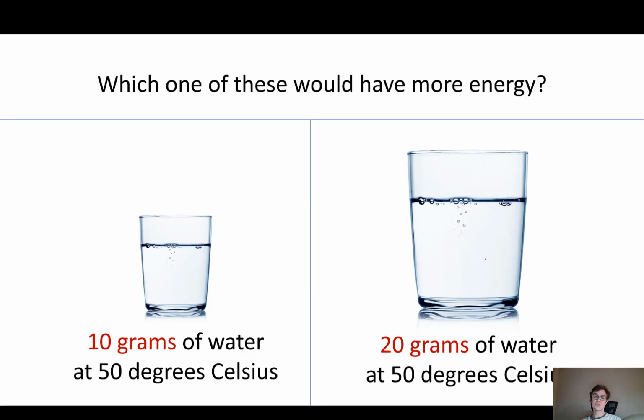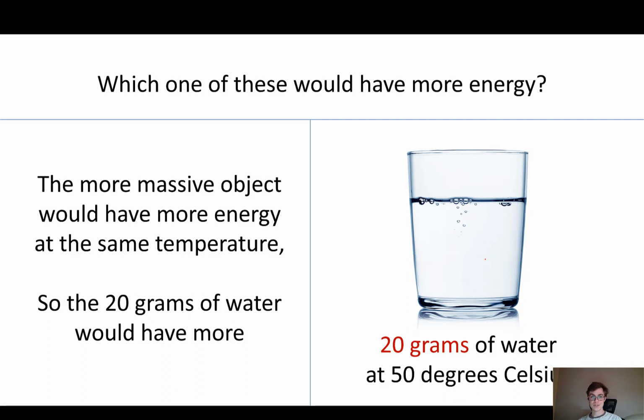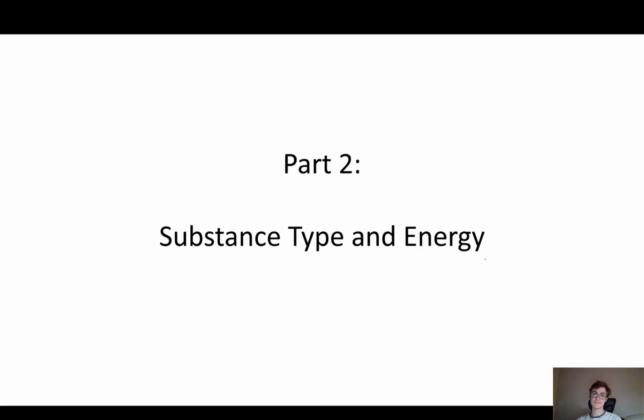So to see if you get it, which one of these would have more energy? 10 grams of water at 50 degrees Celsius or 20 grams of water at 50 degrees Celsius? Well, 20 grams of water is more water. So the more massive object is going to have more energy at the same temperature. So 20 grams of water would have more energy. Okay, that's part one. Let's go to part two, substance type and energy.